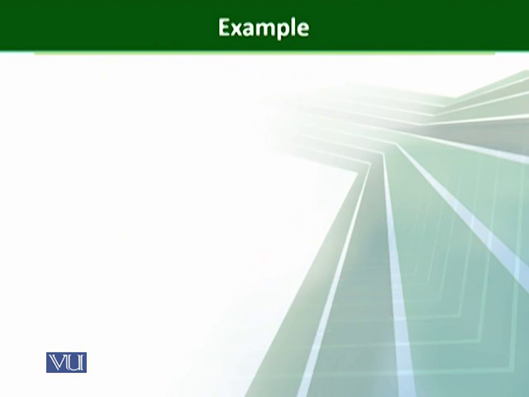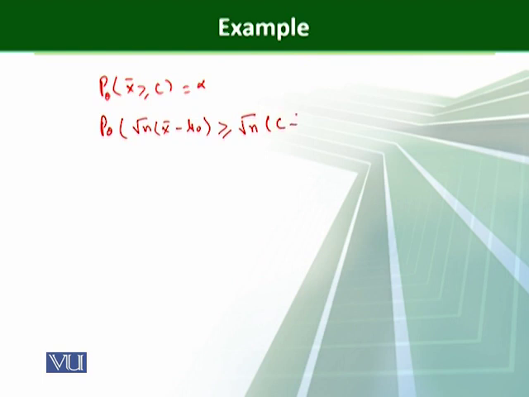Now we find this probability, that is, the probability under the null hypothesis that x bar is greater than or equal to c is equal to alpha, and that is actually the probability that under root n into x bar minus mu naught must be greater than or equal to under root n into c minus mu naught, where z is the standard normal distribution with mean 0 and variance 1, and under root n into c minus mu naught is actually z alpha.